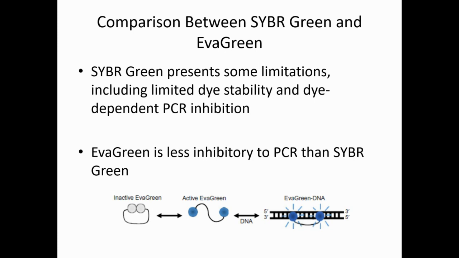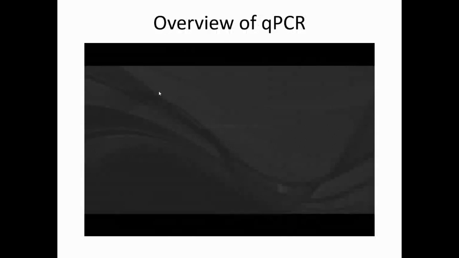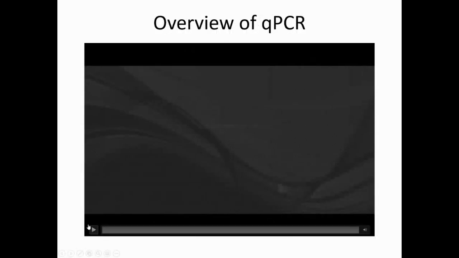EvaGreen is basically less inhibitory to PCR than SYBR Green, and can be used under saturating conditions to generate greater fluorescence signal. So that's EvaGreen, the third generation. These are some DNA dyes that can be used in the qPCR. So now let's watch the overview of qPCR reaction.